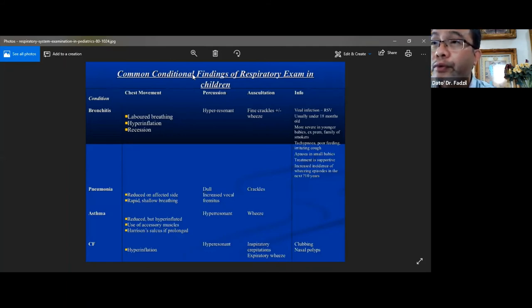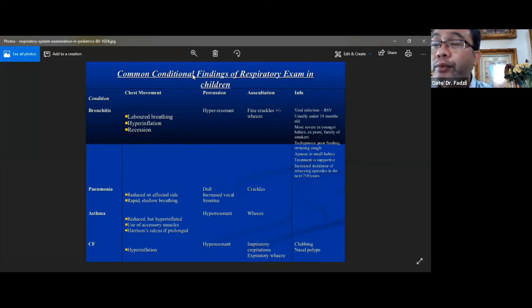Then you start to do chest expansion for those who cooperate. After that you check the apex beat to see whether the mediastinum is shifted or not. Then you start your vocal fremitus, checking the upper, mid and lower zones. Then you start your percussion from top to down, comparing left and right, to see whether it is resonant, dull or hyper-resonant.